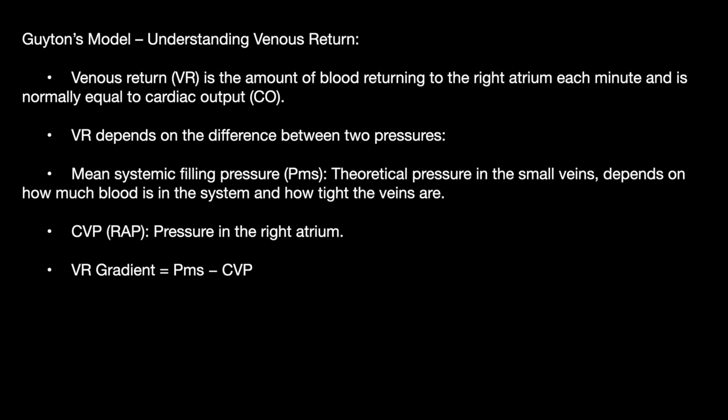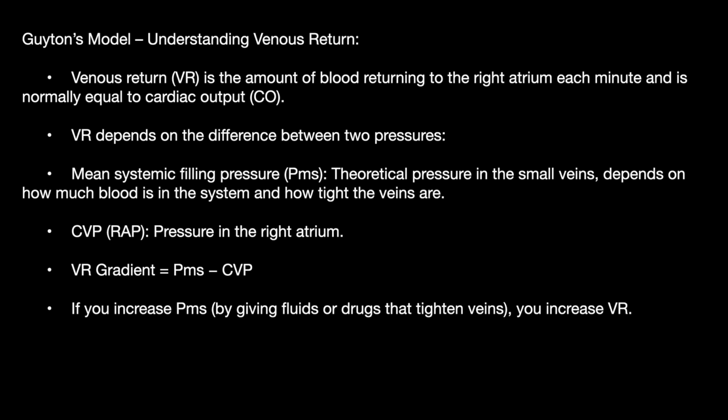So the VR gradient is the mean systemic pressure minus the CVP. If you increase the mean systemic pressure, how do you do that? You give fluids, make the veins more tense, or you can use vasopressors, make them constricted and tense again. Both of these conditions will increase your venous return.